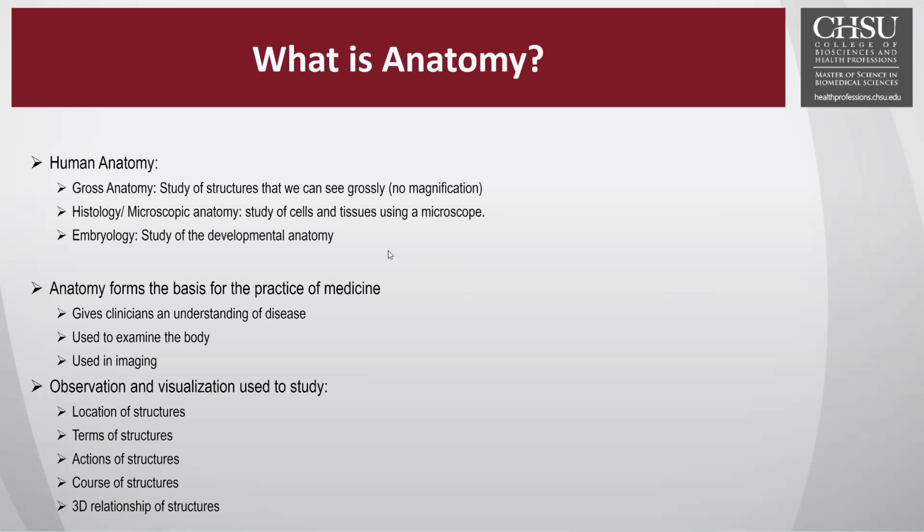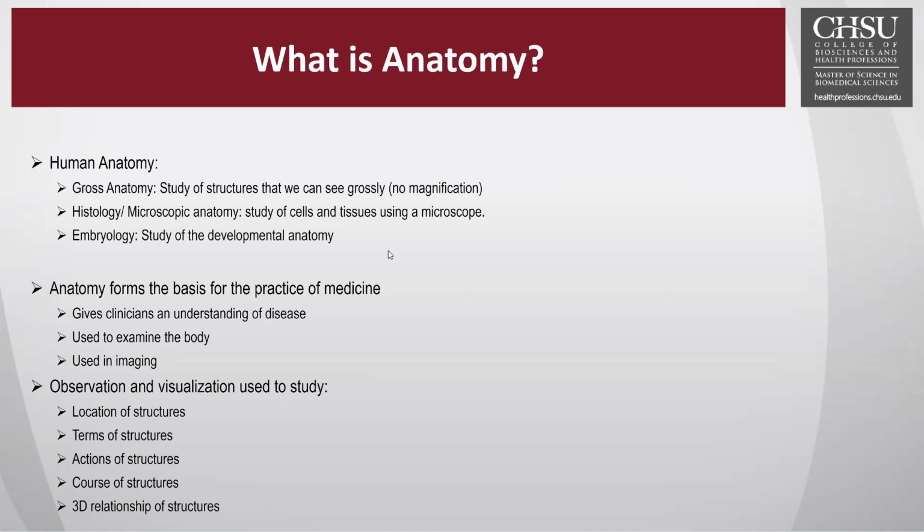If we understand the regular structures and the way to examine the body and the regular findings on imaging, then we can determine if there's any pathology, if there's any disease process, if there's a tumor, if there's a bleed, if there's a swelling in any of the major body systems. Now we're going to basically use observation and visualization to study, so thinking about different body regions, where is a structure located, what's the name that we're going to refer to that structure as, what action or function does the structure have, and then what course does the structure take.